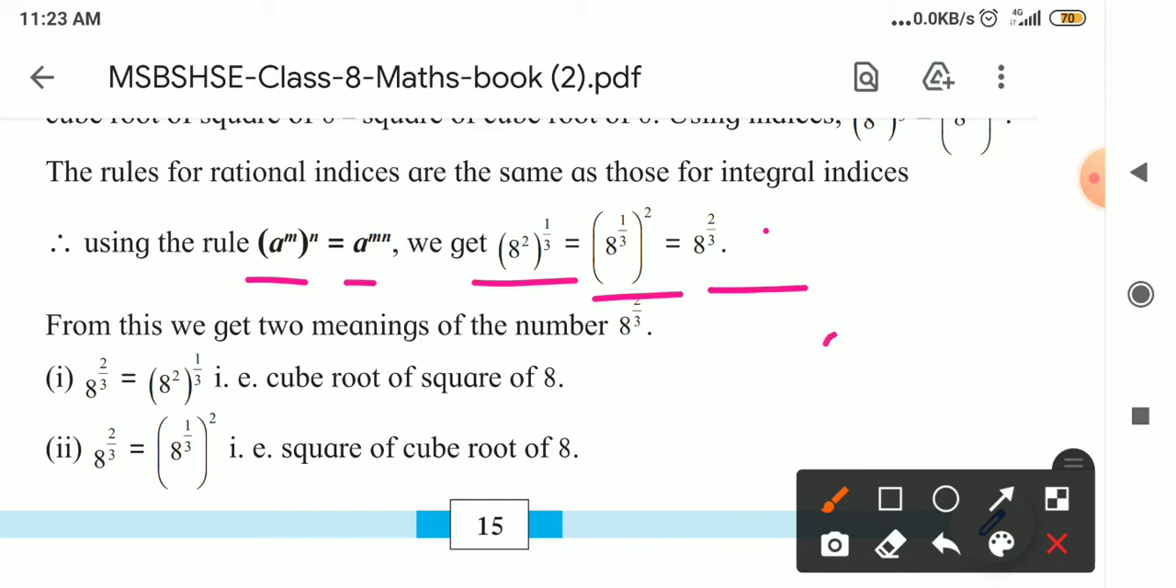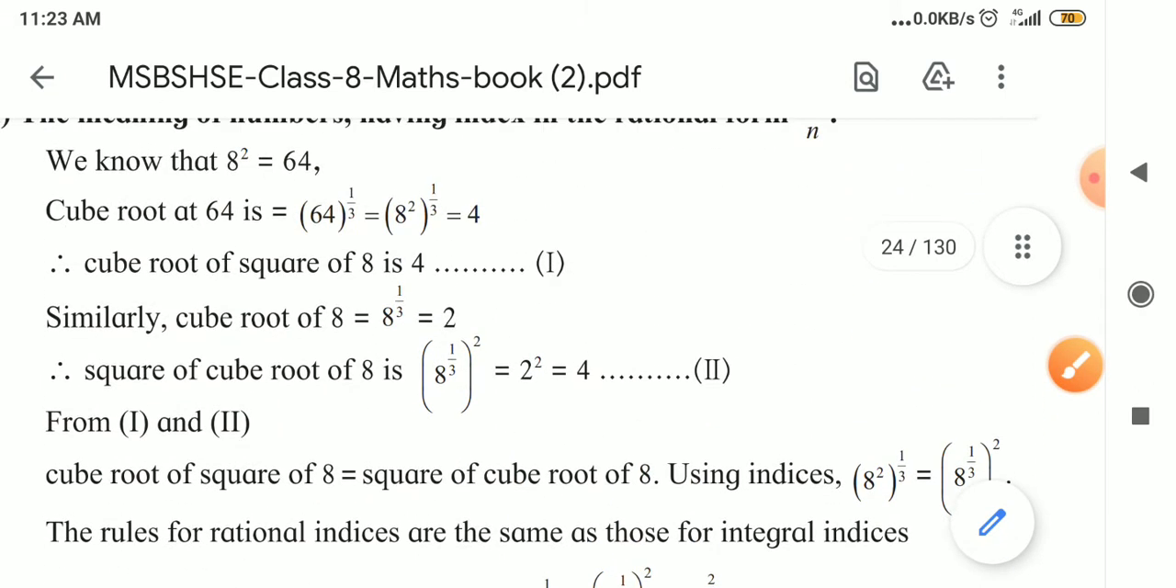Just now above I told you, 8, here what I told you, 64, here it is, that I told you.